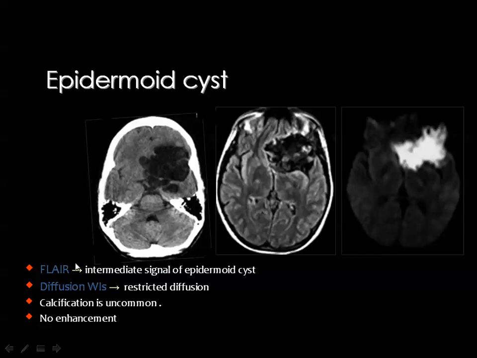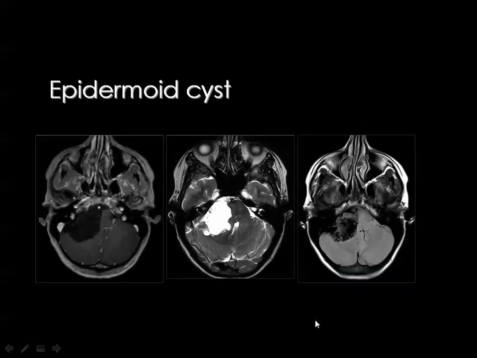Then in the FLAIR image, the epidermoid cyst will show intermediate signal. In the diffusion images, it will show restricted diffusion. Calcification can occur in this particular type of cyst, but it also shows no enhancement, similar to the arachnoid cyst. This is an epidermoid cyst in a classic location, the cerebellopontine angle.